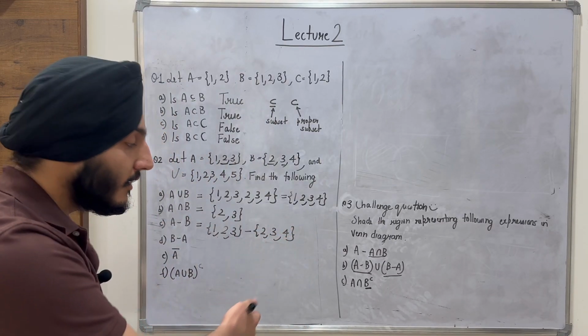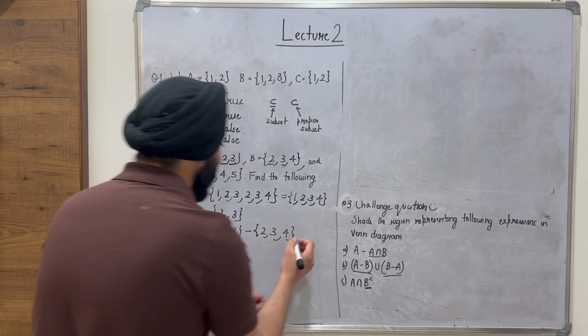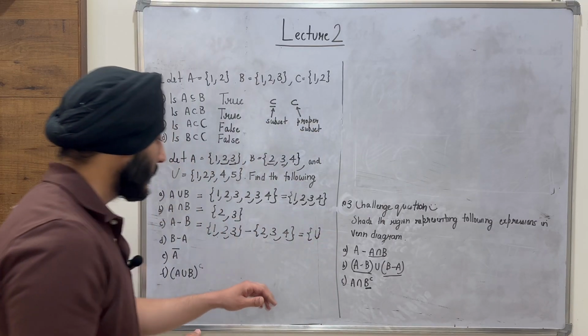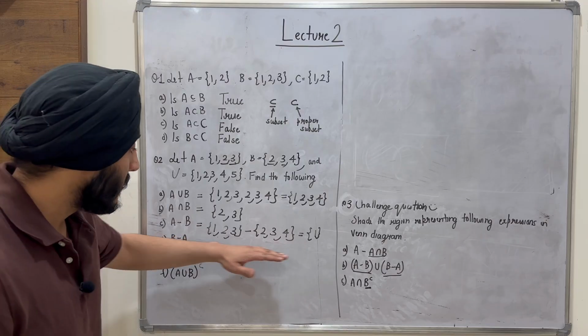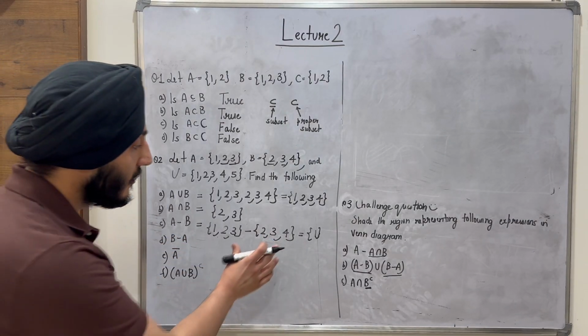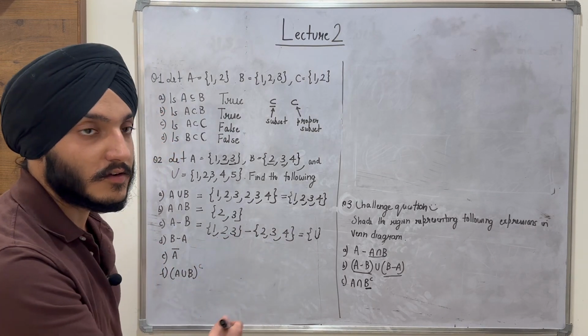When I subtract it, I'm going to take out the common elements, which is 2, 3 in this case, right? So I'm going to be left with just 1 over here. Now, since A doesn't have this element 4, I'm not able to really subtract it. So it's going to stay there, but it's not going to affect the subtraction or the difference in this case.